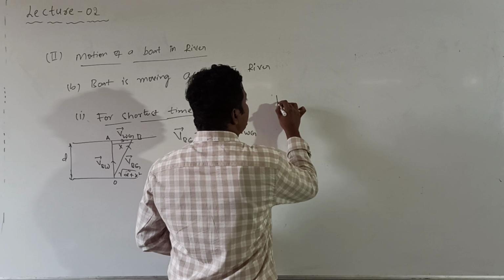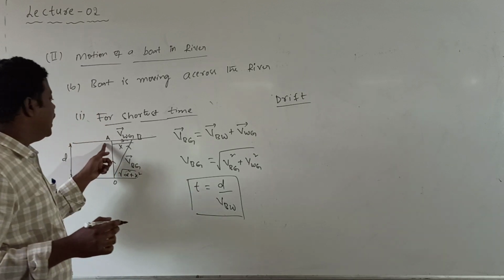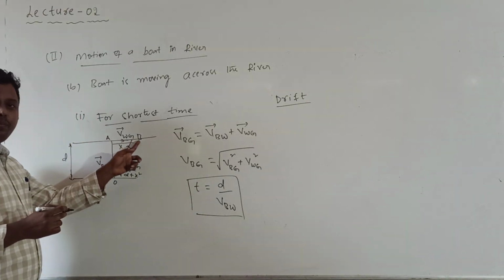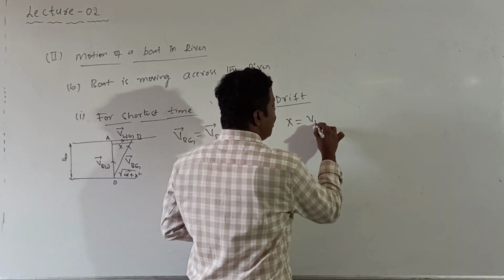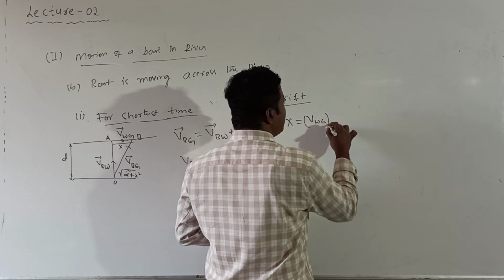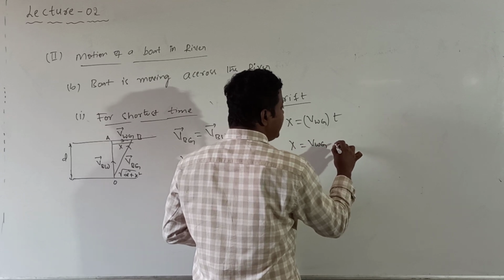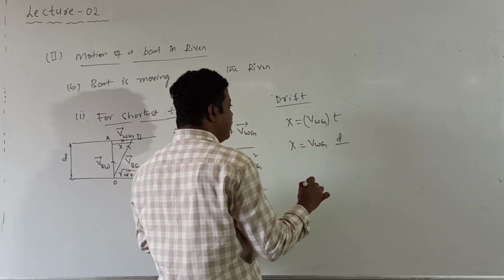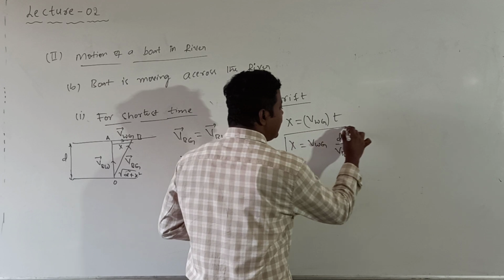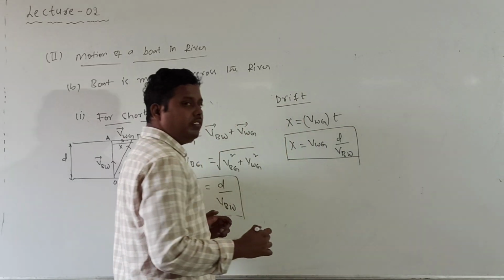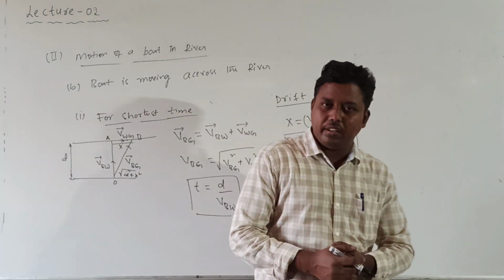Similarly, what is the drift value I want to calculate? What is the meaning of drift? The distance traveled by the boat. Actually, the boat wants to reach A, but it will reach B. So what is the distance traveled? The distance value given by x. Distance traveled is equal to velocity of water with respect to ground into time t. So x is equal to velocity of water with respect to ground into t, given by d divided by VBW. So this is the formula for calculation of drift. What is drift? The horizontal distance traveled along the direction of river flow.